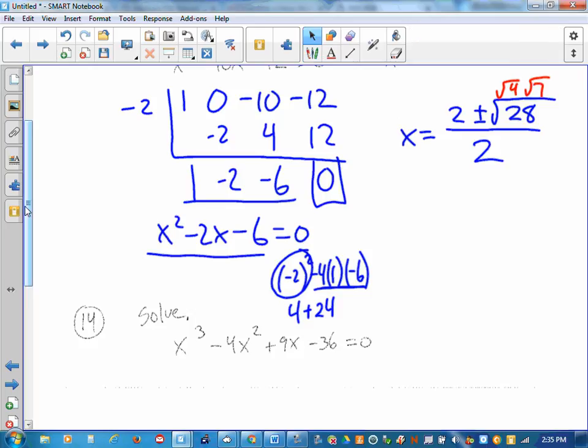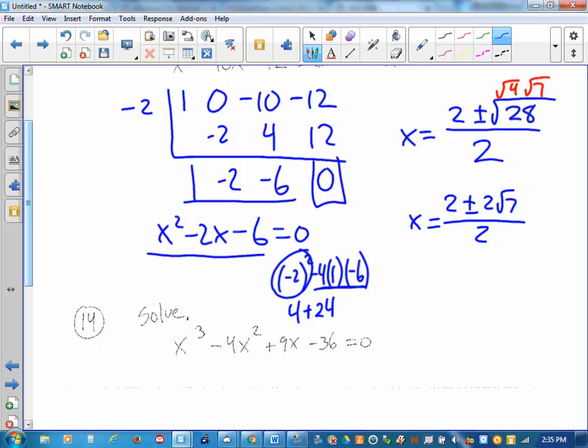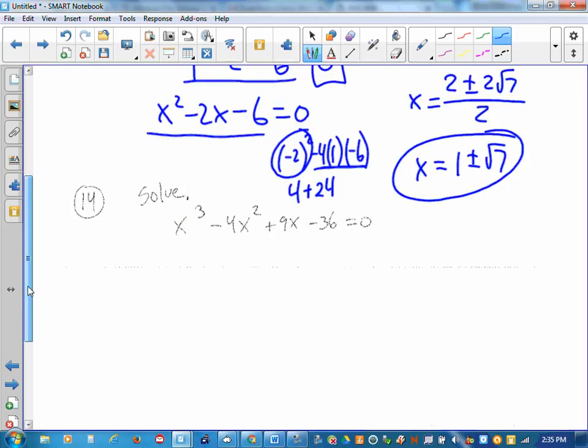So now I can reduce it down to 2 plus or minus 2 square root of 7 over 2. The 2's can all be divided. So it's 1 plus or minus square root of 7. All right, moving right along.